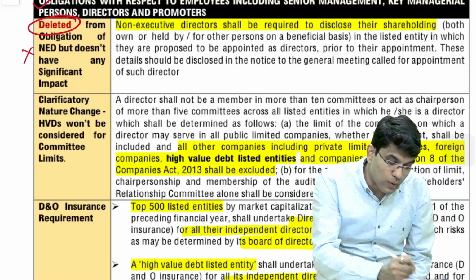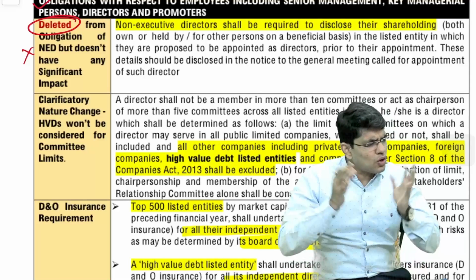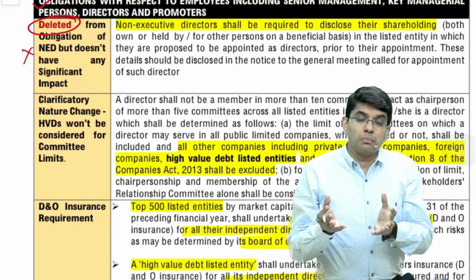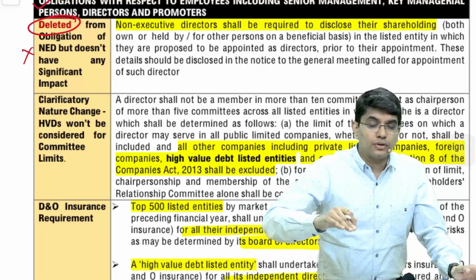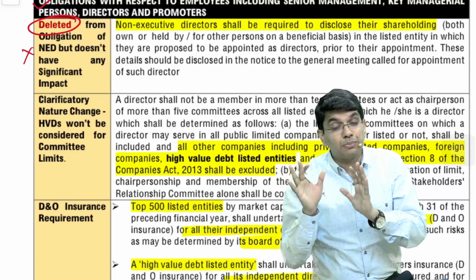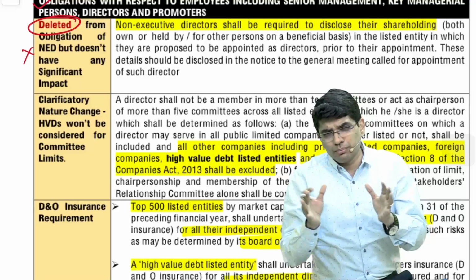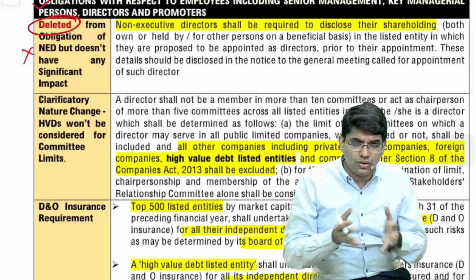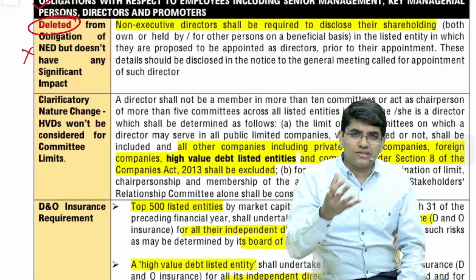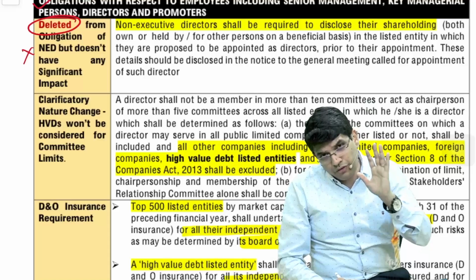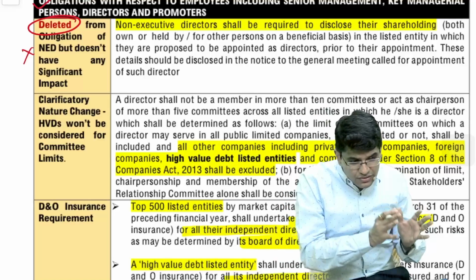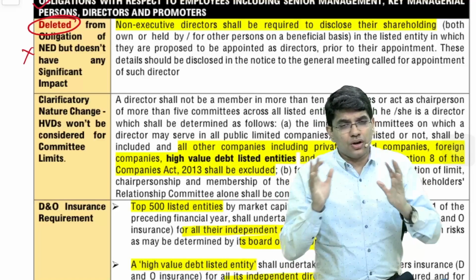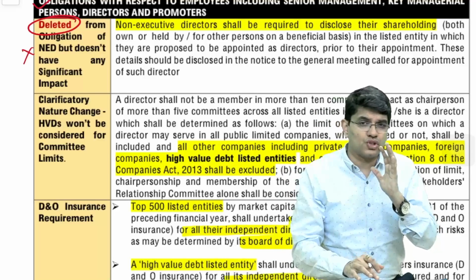Now they have removed the requirement that a non-executive director is supposed to inform the company of his shareholding. But communication from the company to shareholders is still applicable. They said that this is a procedural part, something the company can easily find out from its records, from the shareholder register, or it will simply ask. So they have removed this particular obligation. There is no real or significant impact because of this change.